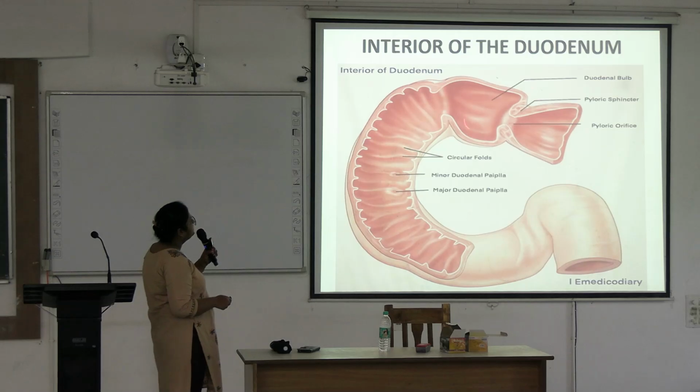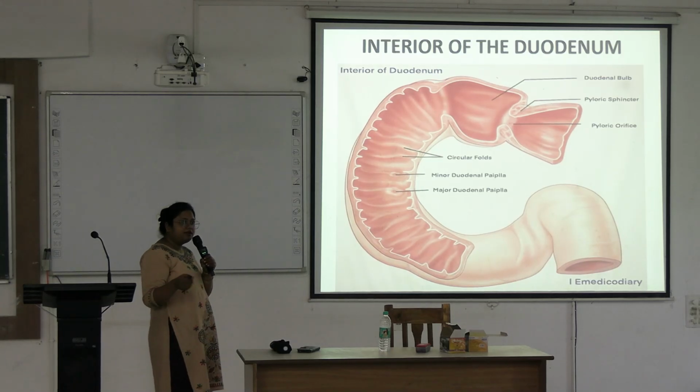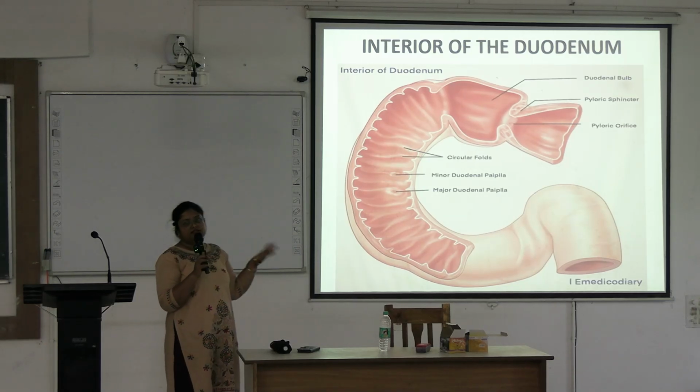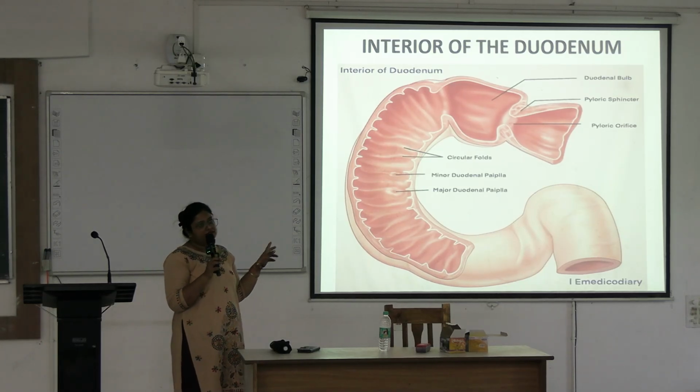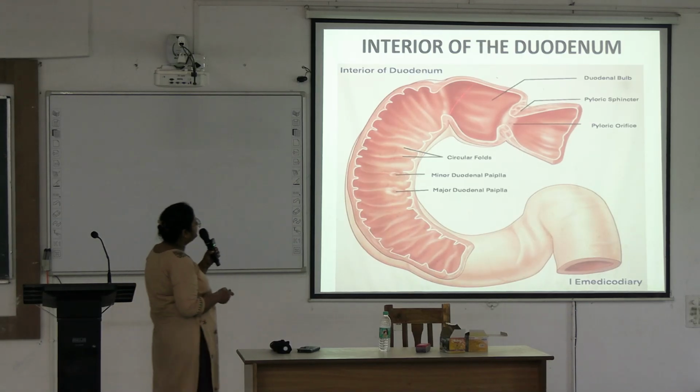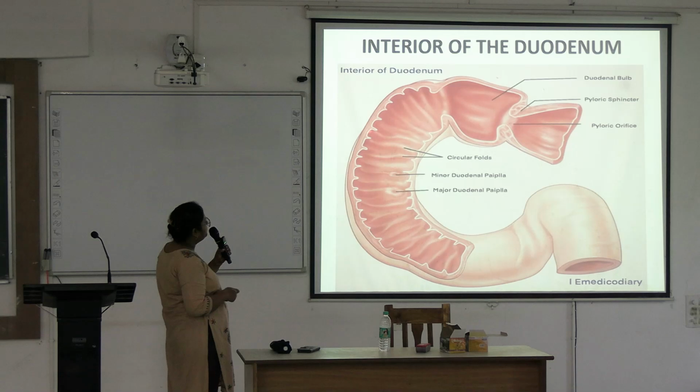The duodenum has been cut. This is the first part, forming the duodenal bulb. Okay. In a barium meal X-ray, it represents a specific identification point, the duodenal cap. Okay. Duodenal bulb or duodenal cap. And these are the circular folds.